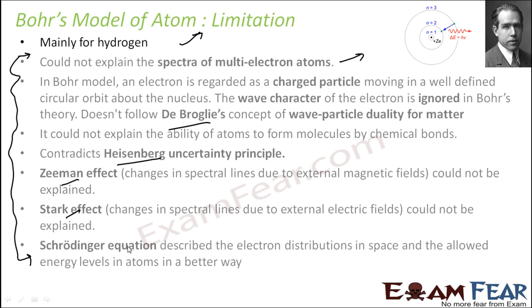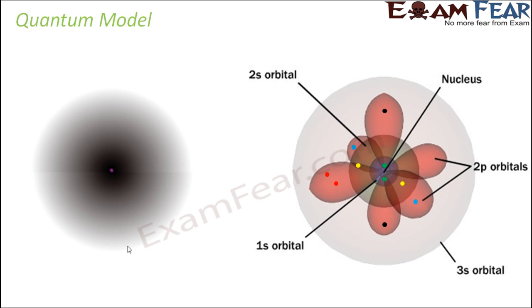Just understand that the Bohr model was not perfect, and instead of the Bohr model, the quantum model was proposed. The quantum model is also not in the syllabus, but I'll just show you. As per the quantum model, this is the nucleus, and you have electrons here, right? Electrons move around like this. There is no fixed or circular path as explained in the Bohr theory. They move around in different orbitals, 1s, 2s, 3s, and they move randomly. And this is the electron cloud.